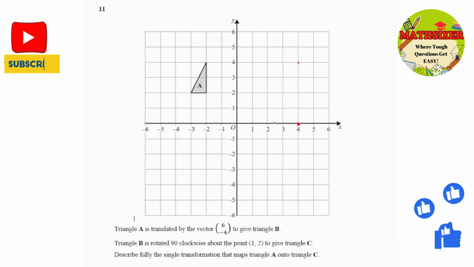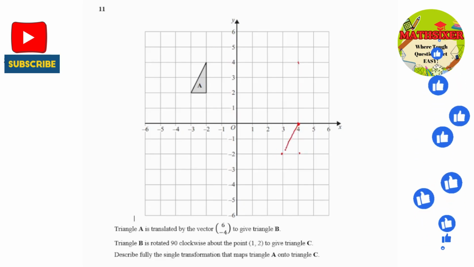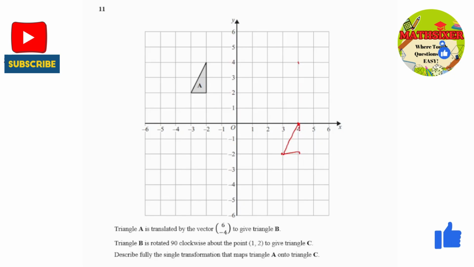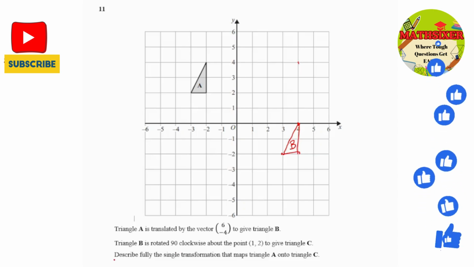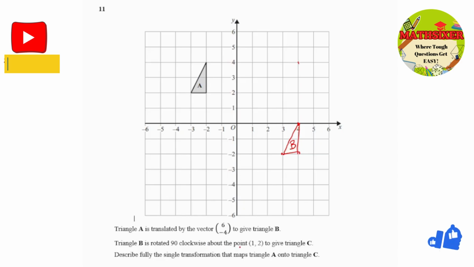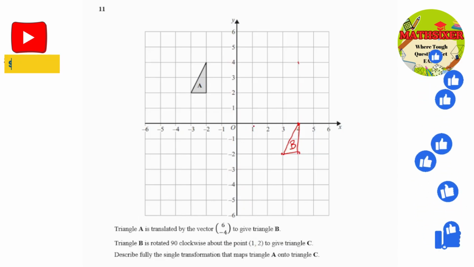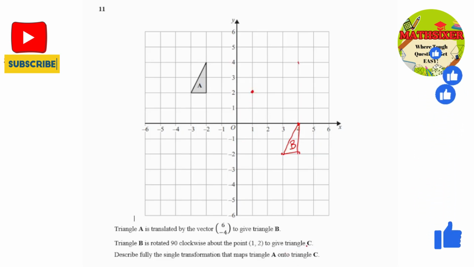And then we're going to go 2 points down, 1, 2, and 1 point to the left. And we get this triangle. And this is triangle B. Okay. So this is triangle B. So triangle B is rotated 90-degree clockwise about the point 1, 2. So this is 1 and 2. So about the point 1, 2 to give triangle C.